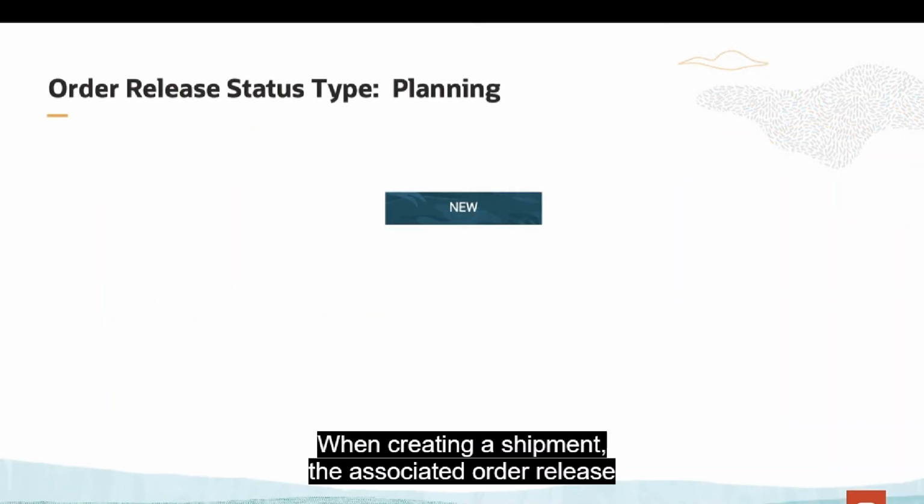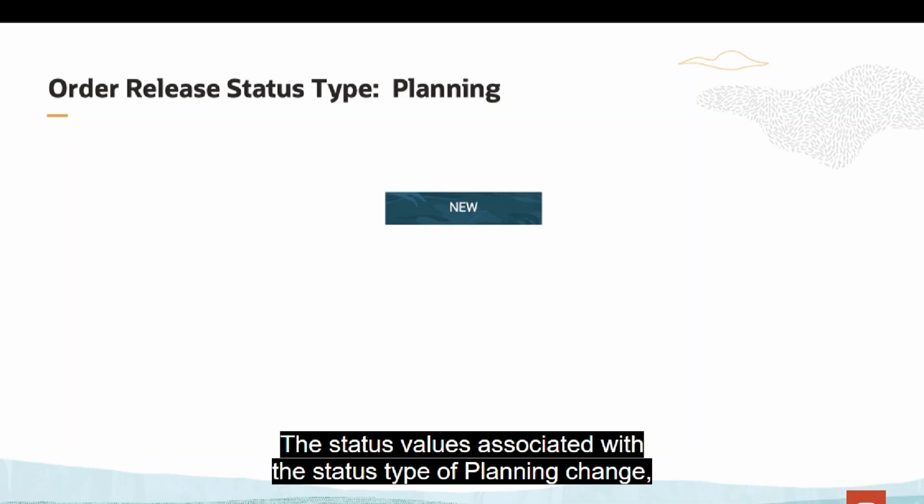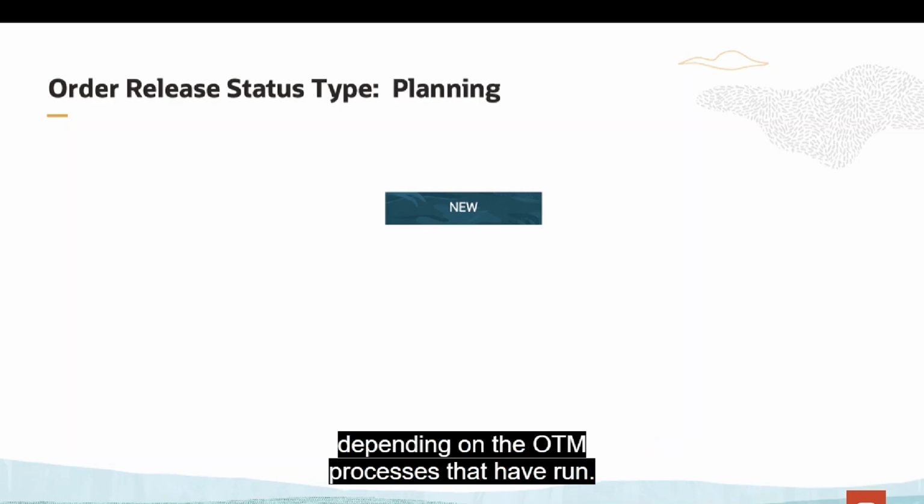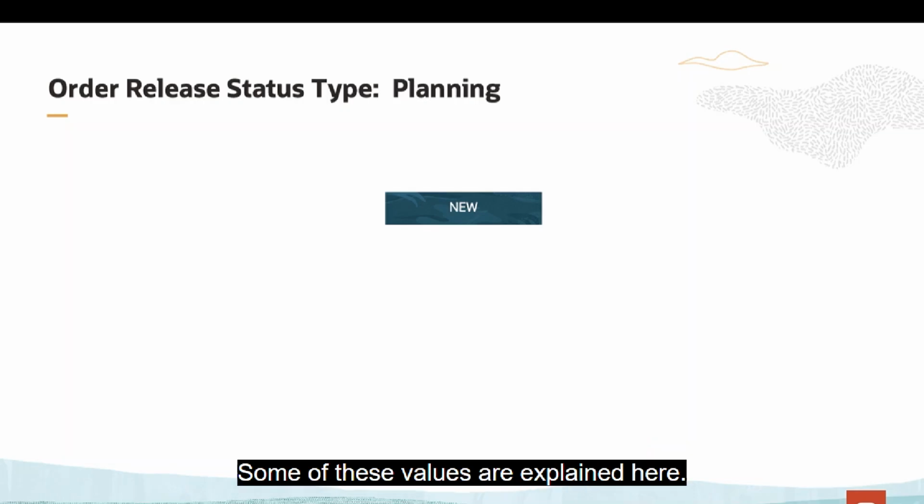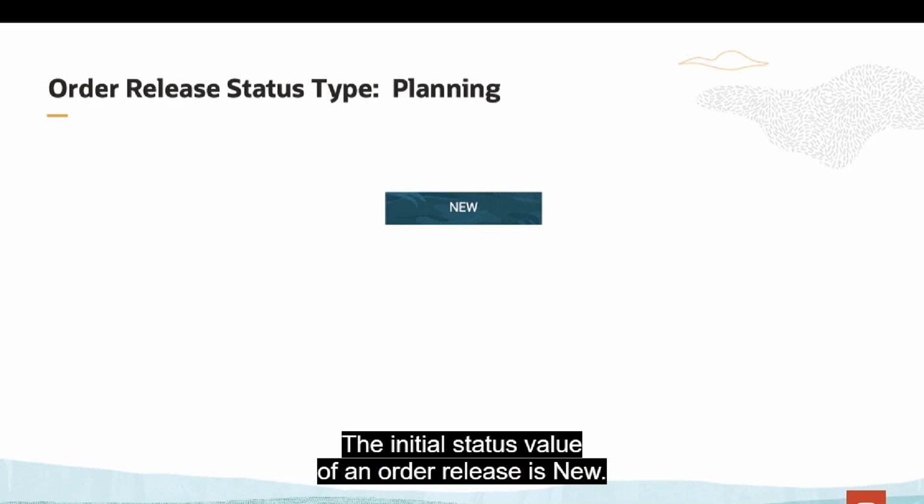When creating a shipment, the associated order release has a status type of planning, which identifies the planning state of the order release from a buy perspective. The status values associated with the status type of planning change depending on the OTM processes that have run. Some of these values are explained here. The initial status value of an order release is new.